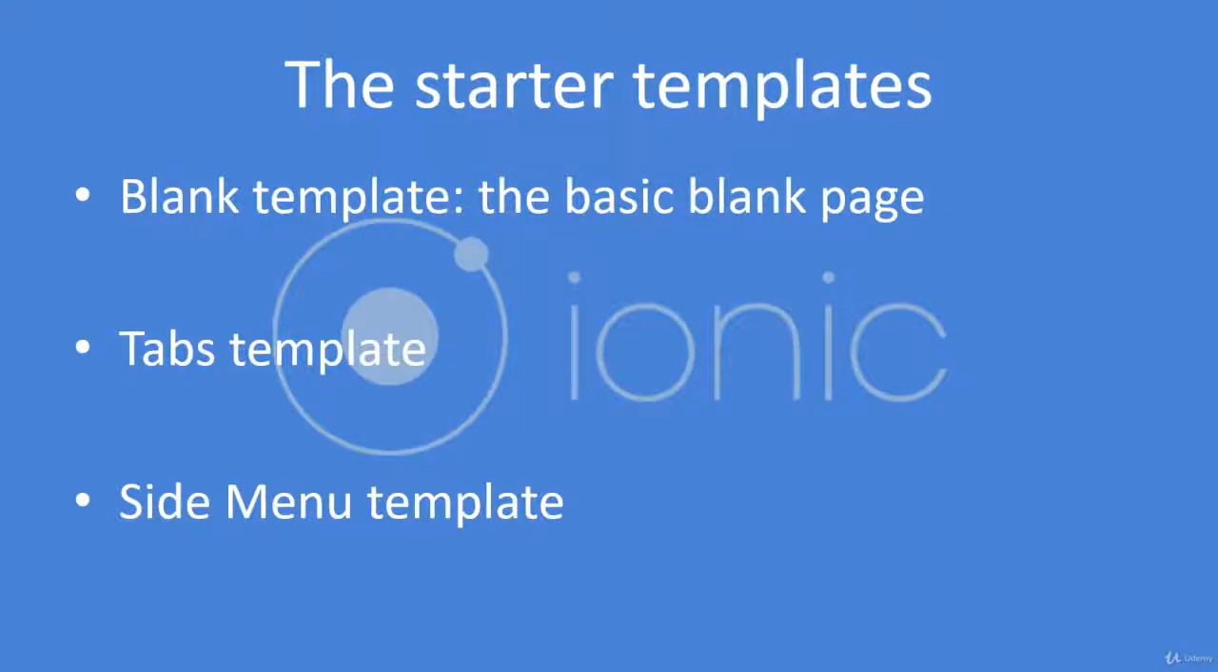Ionic provides us 3 basic templates to get started quickly in creating our applications. The blank template, which is simply the blank page where we will insert all the elements of the application. The tabs template that provides us with several browsable folders, and the side menu template that creates a side menu, explorable and customizable. Let's see these templates in detail.